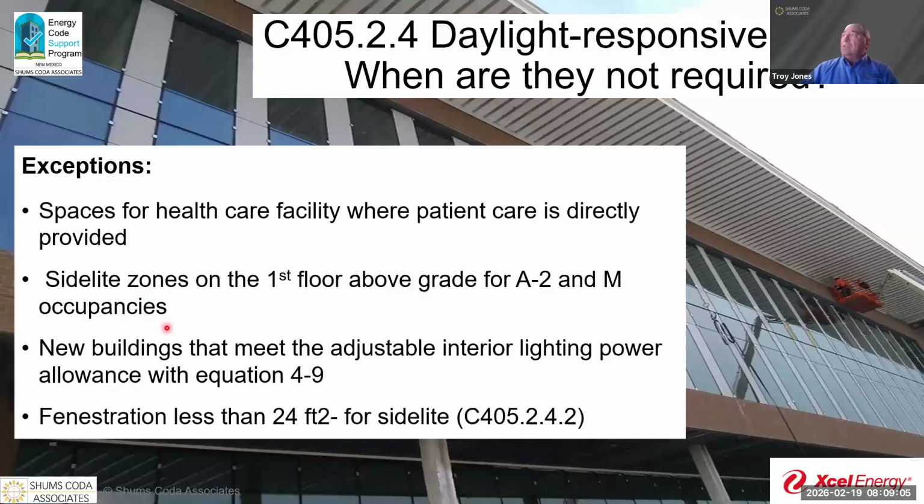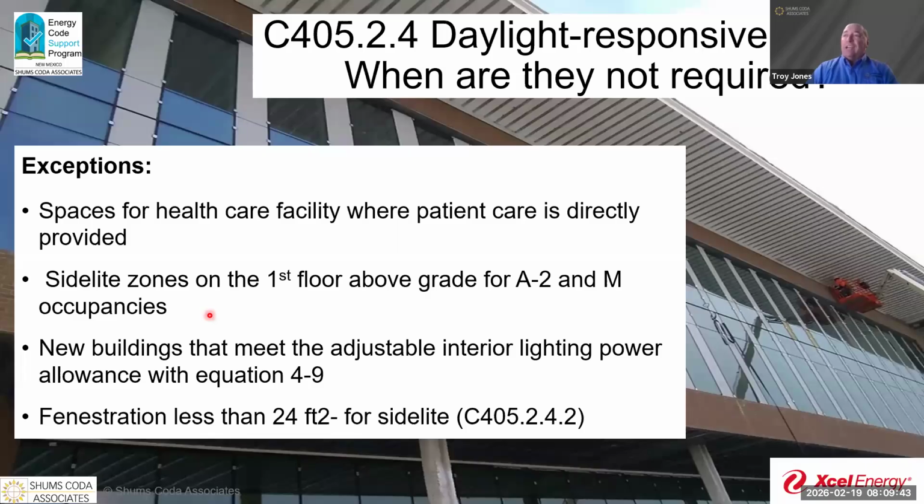So when we go there, when are they not required? Daylight responsive controls are not required in healthcare facilities, ambulatory clinics, doctor's offices, dentist offices. We want to make sure that we're not going in the middle of a procedure and lights start dimming, that the folks doing that have the ability to complete their processes and their surgeries in a safe and well lit fashion.